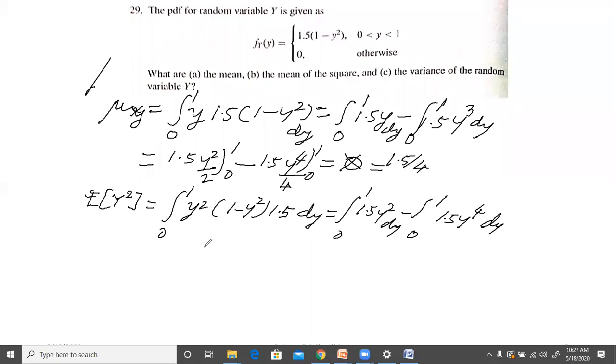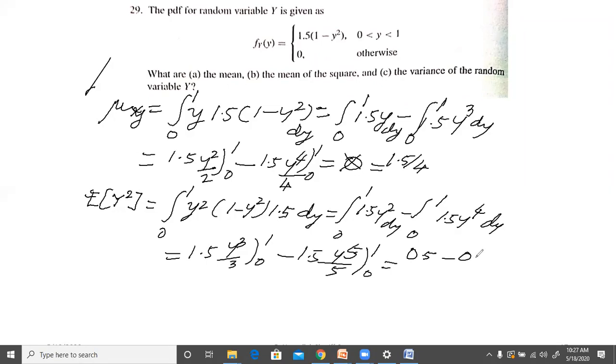Now if you integrate this, you'll get 1.5 y cube by 3, from 0 to 1, minus 1.5 y to the power 5 by 5, from 0 to 1. So that will give us 1.5 over 3, that is 0.5, minus 0.3, and that will give 0.2.